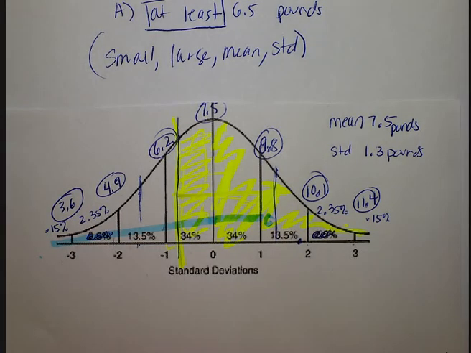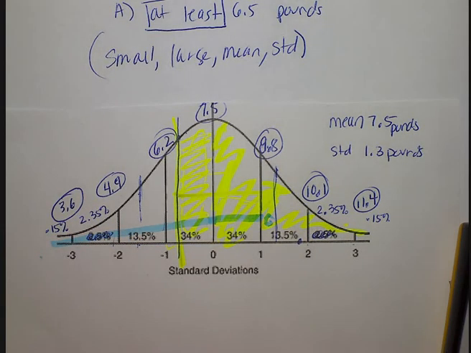Okay? Here's your next one. Clear your calculator. Find the percentage of babies, and you may work with your partner, find the percentage of babies born in the United States that weigh between 6 to 8 pounds.